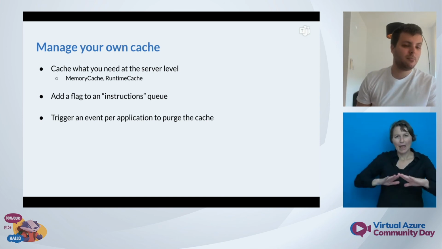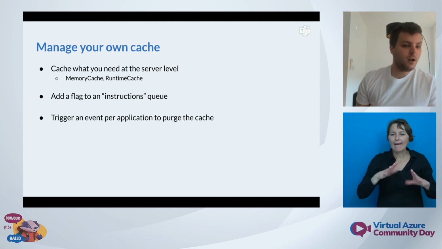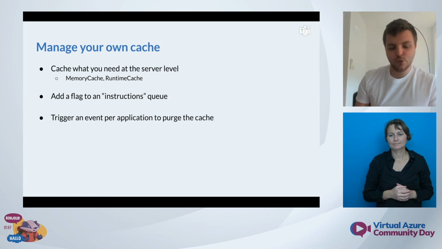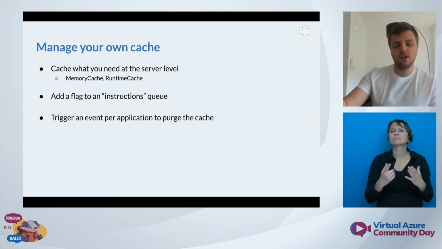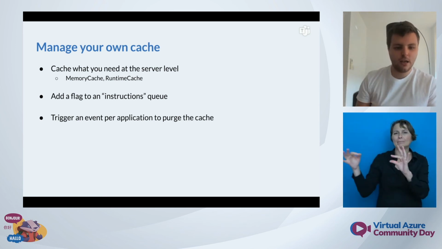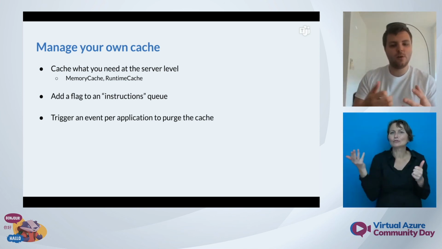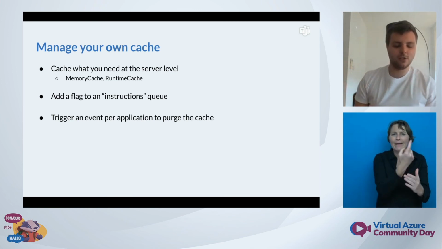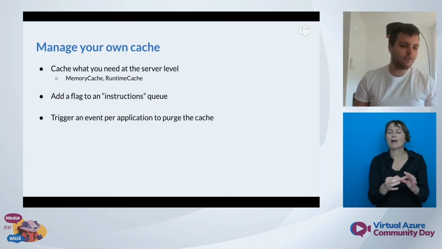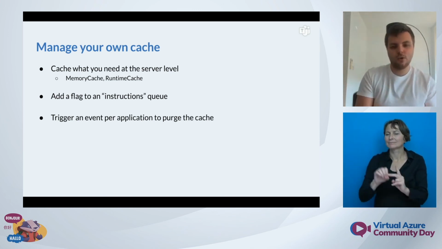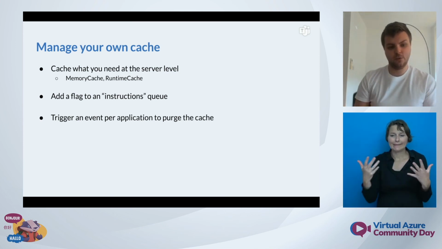in C#, for example. The way it would work is you would add an instruction onto a queue to say cache this or purge this from the cache. And then on each of your application servers, you'd have an event that gets fired whenever one of those instructions is put on the queue. That queue could live in Azure Service Bus, or it could live just in a database table if you wanted.